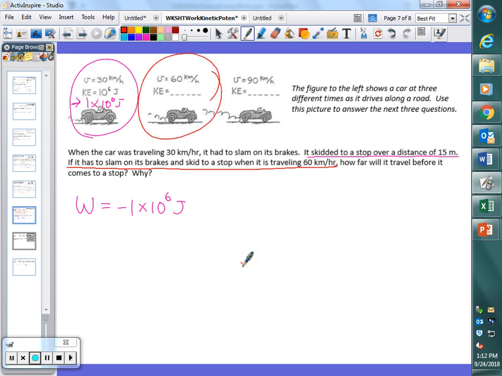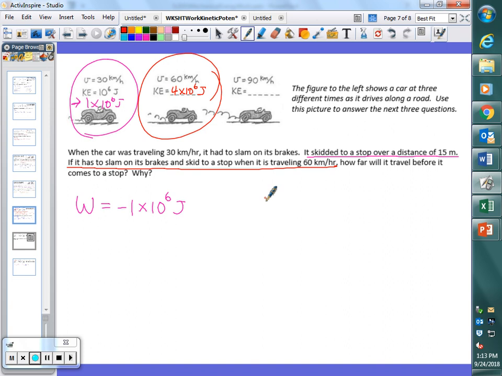Okay? The next part of the question says, now when it's traveling 60 kilometers per hour, it has to slam on its brakes and come to a stop. First, is work going to be done bringing this car to a stop? Absolutely. Its kinetic energy is changing. We've already established that when it's traveling 60 kilometers per hour, it has 4 times 10 to the 6 joules of kinetic energy. Yes? That was the answer to the first question on this page.